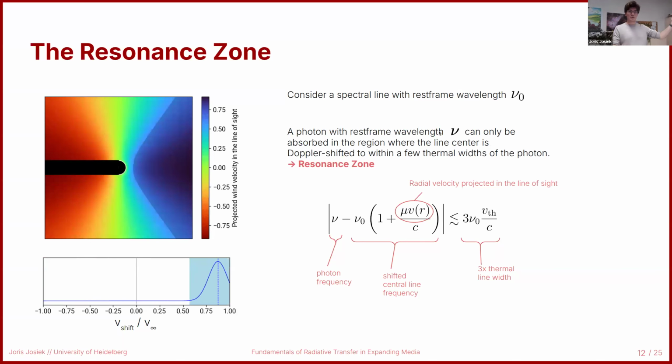And as this photon is traveling through this atmosphere, it can basically only be absorbed if it's near this rest frame frequency of the spectral line in the comoving frame. So what you want is for the spectral line to be Doppler shifted into the frequency of the photon. And this is the concept of this resonance zone.